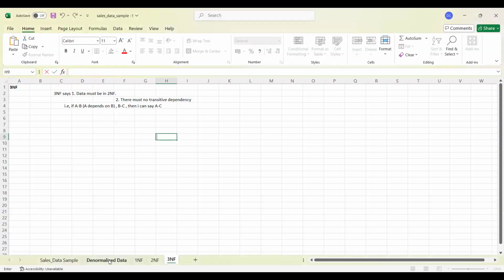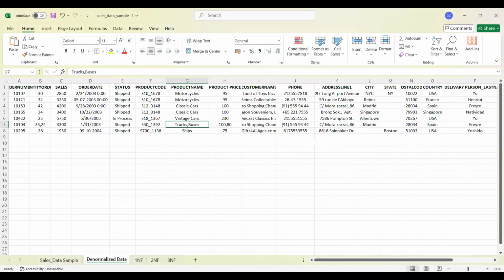See, let me open our denormalized data once again. Okay, in this I will try to explain you with this example. So now we have a thing called transitive dependency. What does that mean? Suppose here in this denormalized data, we have customer name, right? So we have customer name. Let me just suppose I am taking this customer name, I'm considering this customer name as A.